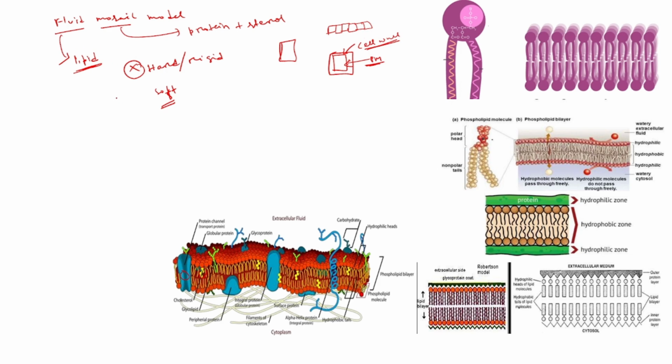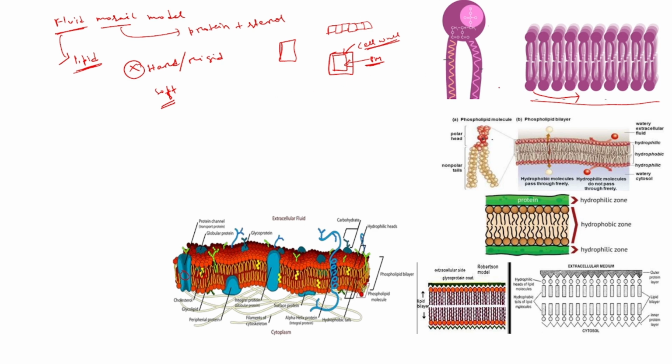Because it always rotates around each other. That means it is not fixed. Let us say this is the lipid bilayer structure. It is always not fixed, it is always in a movement-like structure. That means it is always moving. The structure is always moving, and that's why it is called the fluid structure.